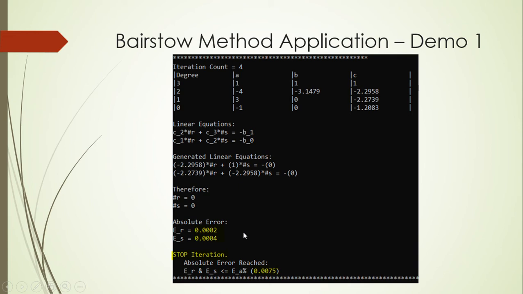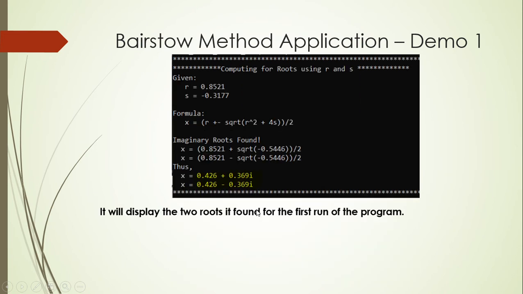Now, as we can see here, the iteration has already stopped because we already reached the absolute error, which is 0.0075. Now, using the new values of R and S, we're going to compute the root formula using x is equal to R plus and minus the square root of R squared plus 4S, all over 2.